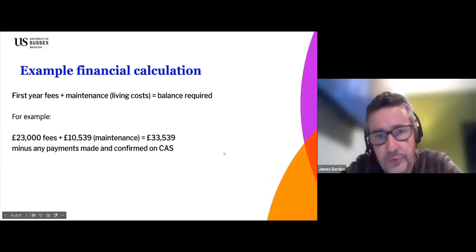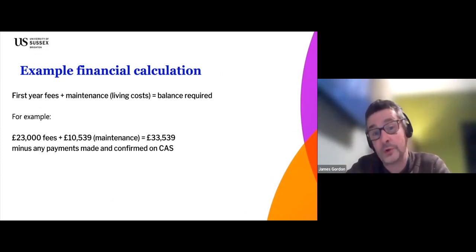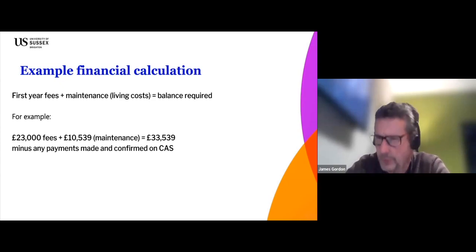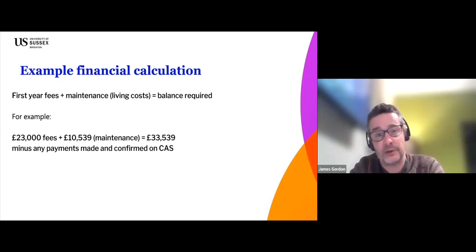So here's an example financial calculation. It's relatively straightforward, and all of you should be able to make this calculation now because you should all know, I think from your conditional offer letter as well, what your tuition fee will be for your course. So the example here is £23,000 tuition fee plus the 10,539, and that gives a total of 33,539. So you can all now find your tuition fee, add on the 10,539, and you'll know the total amount that you need to show to meet the financial requirement.